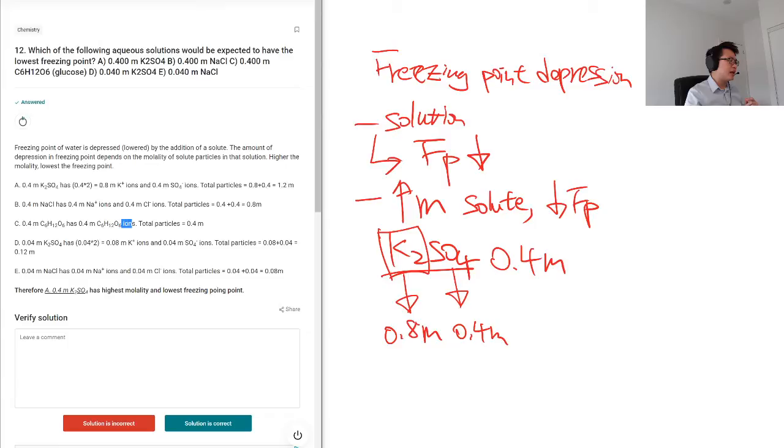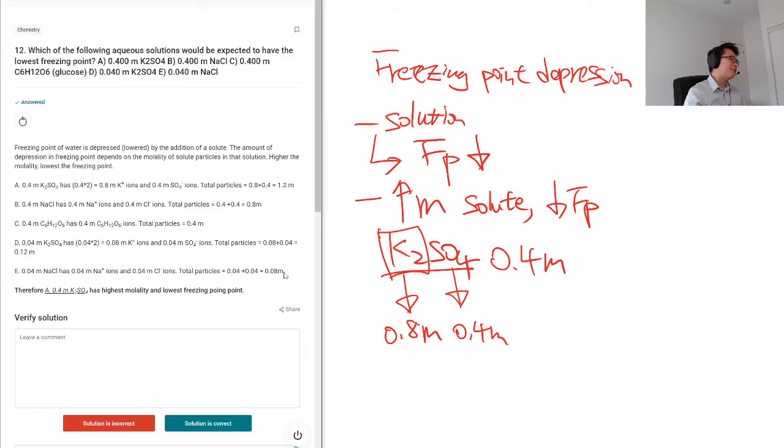I will go into details later, but let's go through the solution together to see if there is any calculation error. We have 0.04 potassium sulfate, so we have 0.08 potassium and 0.04 sulfate, so we have 0.12 molality. And then we have 0.04 sodium chloride, 0.04 sodium and 0.04 chloride ion, and the total will be 0.08 molality. So from here, the calculation is correct.